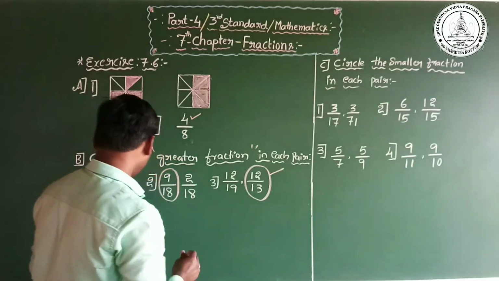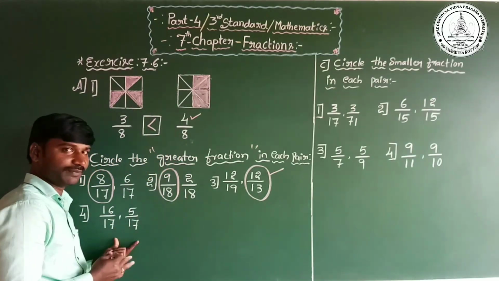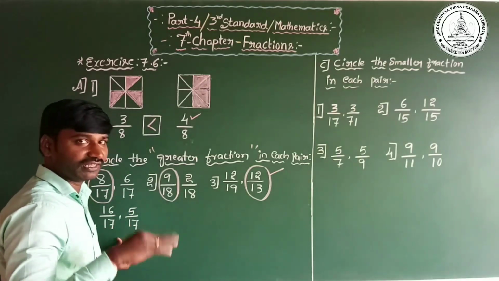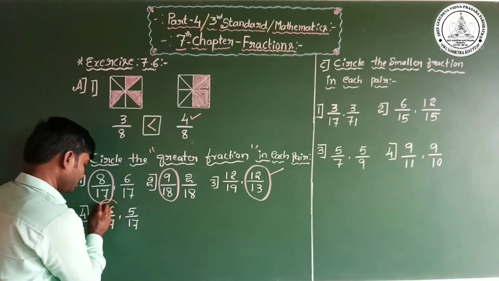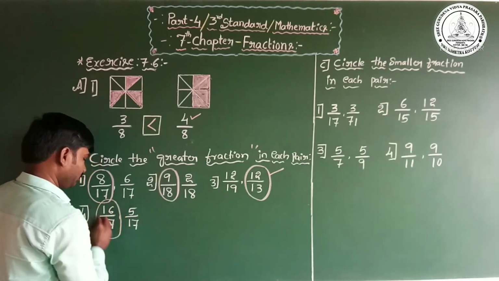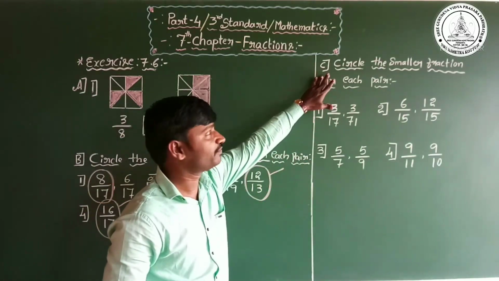Clear? Yes. The next, 16 by 17 and 5 by 17. The denominators are the same. The fraction whose numerator is greater is the greater fraction. So 16 by 17 is the greater. Yes, dear student. Clear? The next, move to the C main.